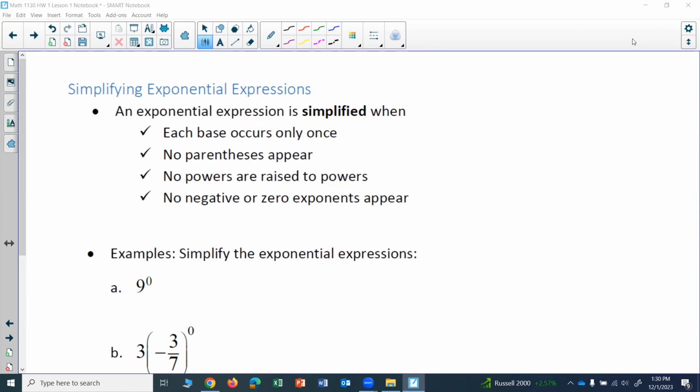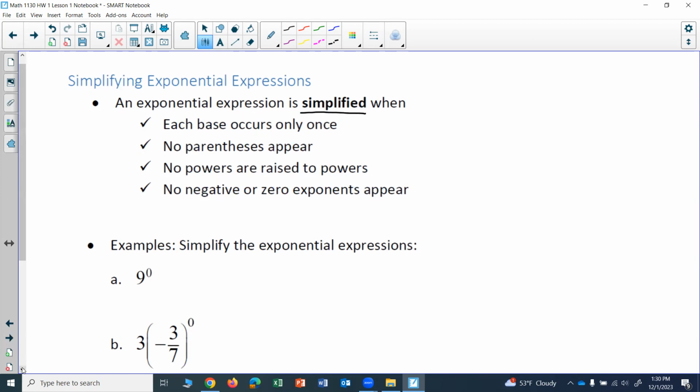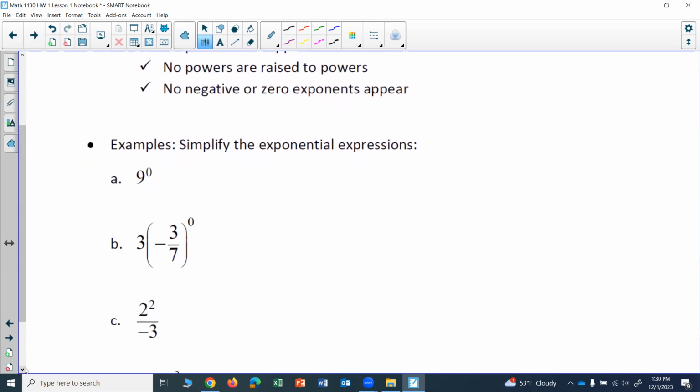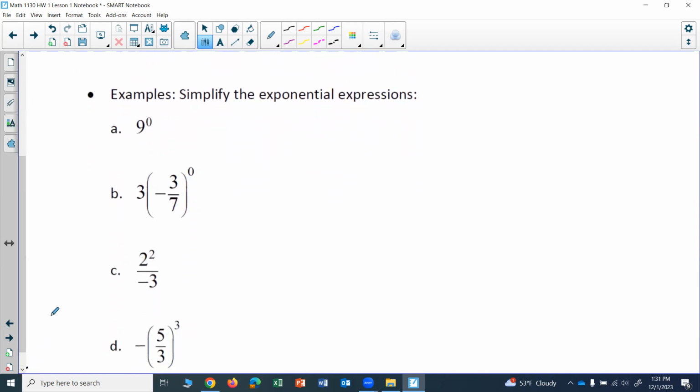To simplify an exponential expression, we have to have all of these criteria met. An exponential expression is simplified when each base occurs only once, no parentheses appear, no powers are raised to powers, and no negative or zero exponents appear. So all 4 of those criteria have to be met. And we're going to use the rules of exponents that we learned previously. So we have several examples here.